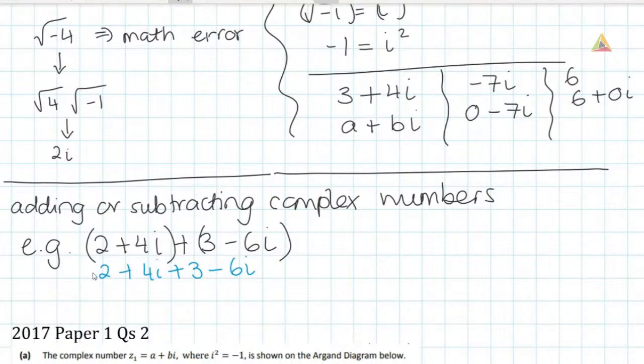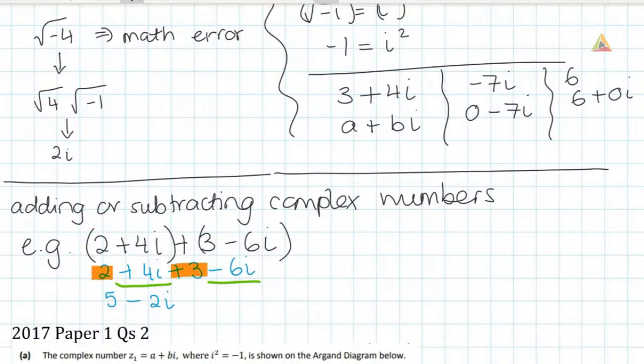And then we're going to put real together. So 2 plus 3, they're both real. So that gives me 5. And then plus 4i minus 6i, they're both imaginary, so they go together. So we're going to say take the small one from the big one, keep the sign of the big one, and that gives me minus 2i. So when I put those complex numbers together, I'm going to get another complex number, and I get that complex number by adding real with real and imaginary with imaginary.